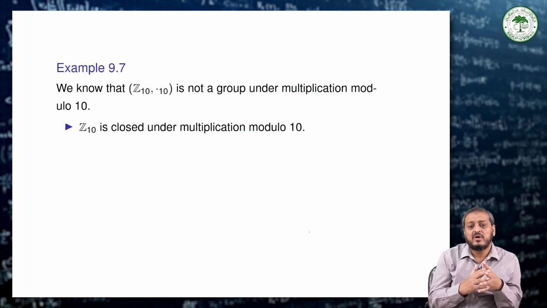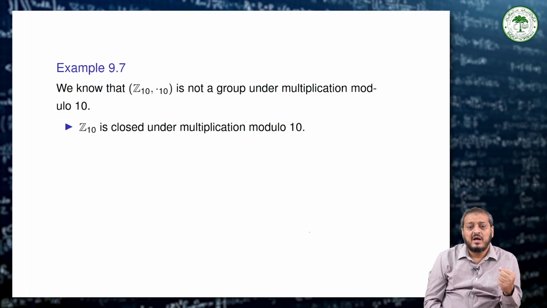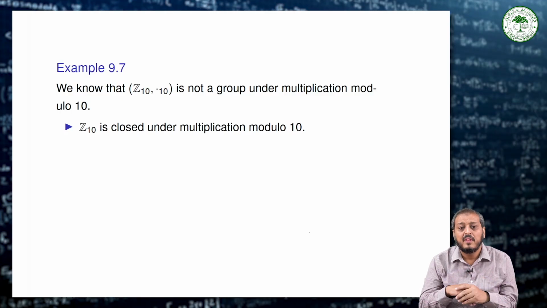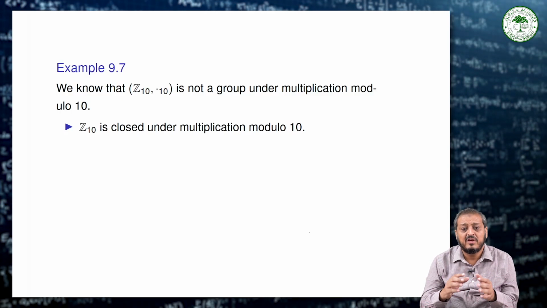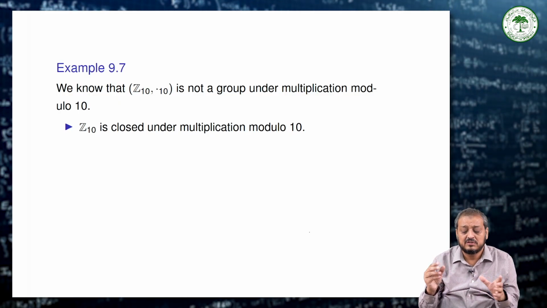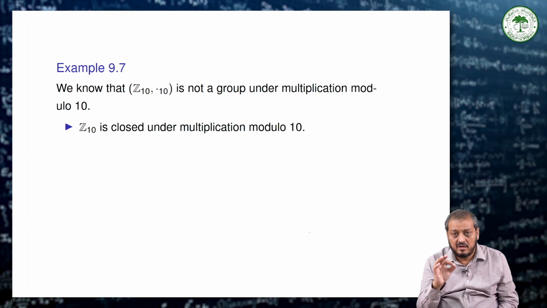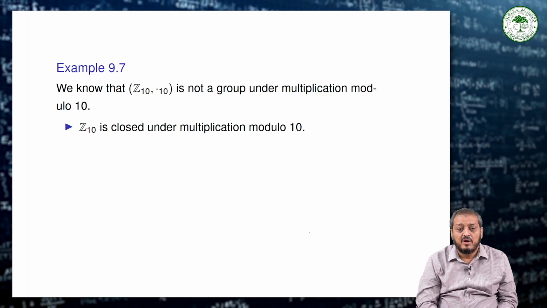We discussed one example in the last class, and now we start today's lecture with another example of a set that is not a group. Suppose we begin with Z10 under multiplication modulo 10. It is not a group under multiplication modulo 10.